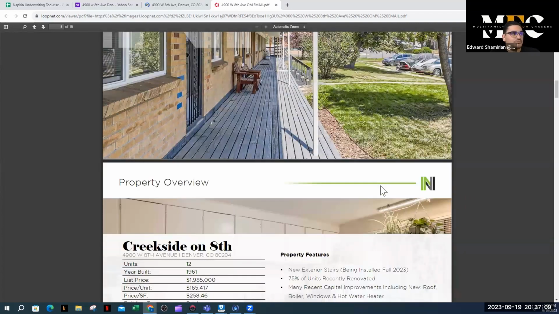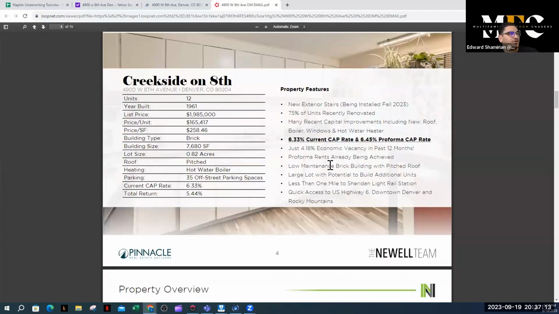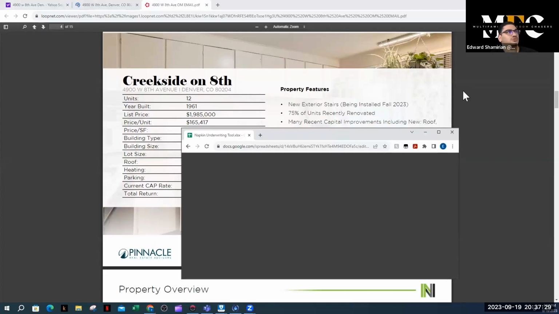So this is the OM. It's essentially just a property overview, tells you the fun stuff, the good stuff. Oh, okay, I didn't realize that. Yeah, I had seen that information, but I didn't realize that was the OM for it. Yeah, this is the offering memorandum. Actually, no, I don't want to use this one. So we're gonna do this.